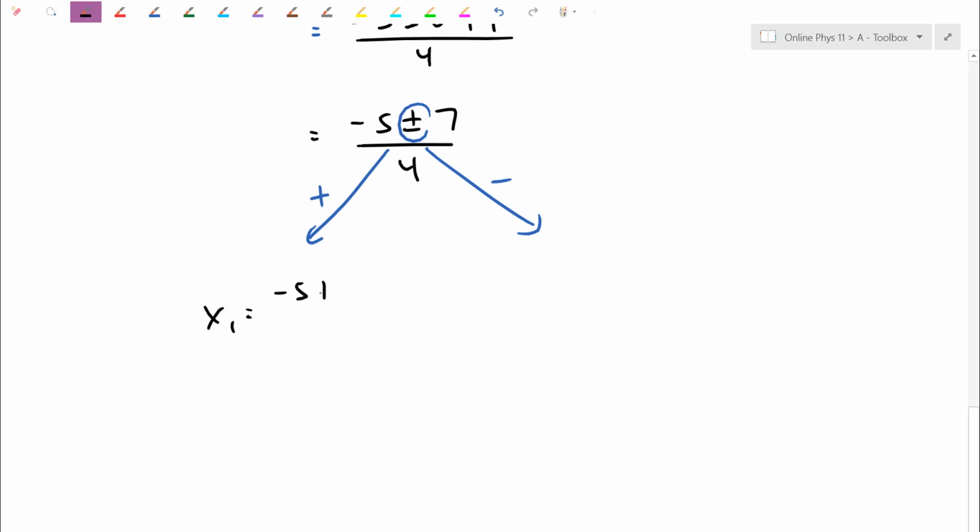x1 is going to be negative 5 plus 7 over 4. It takes the plus of that plus-minus sign. My x2, which is the other solution, is negative 5 minus 7 divided by 4. So to separate that plus and minus, one side takes it as a positive, one side takes it as a negative. Depending on what the actual numbers were, maybe your x still ends up positive or maybe it ends up negative. I don't really know that.